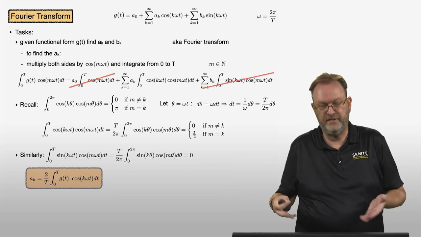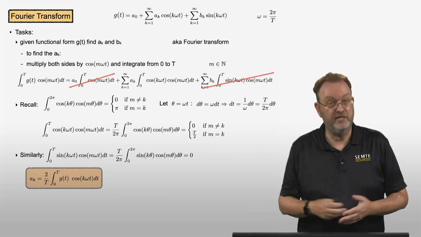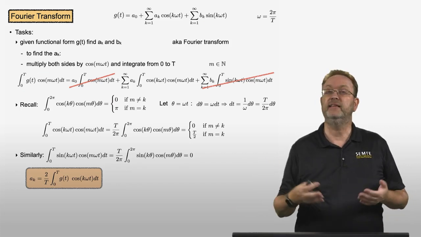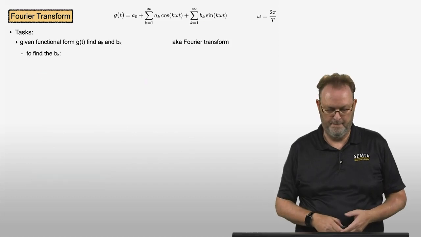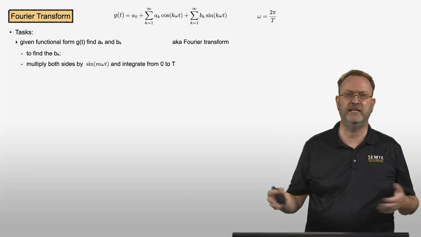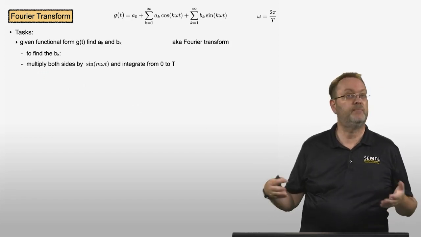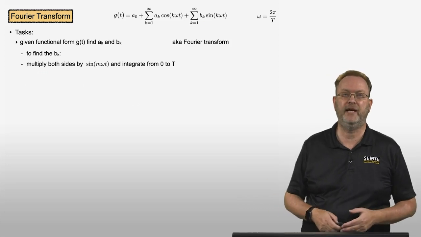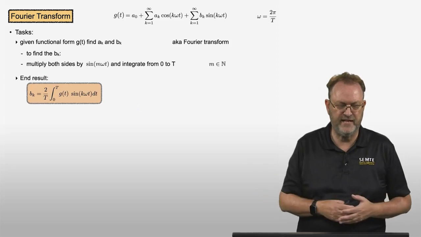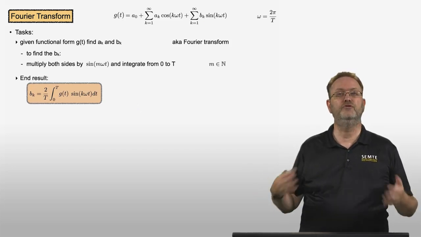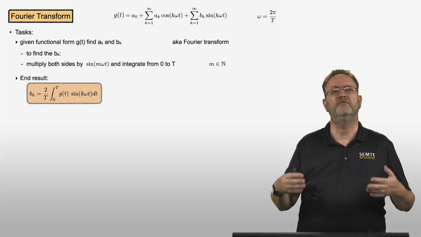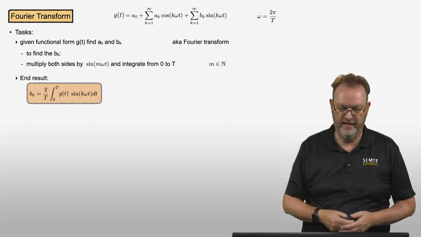So if I have a g of t that's analytically given to me, I just need to multiply it by the cosine of k omega t and analytically integrate from 0 to T, and that will give me my amplitude a_k. Now, to find b sub k, I do something very similar, except that I multiply both sides by the sine of m omega t and then integrate from 0 to T. The end result is that b sub k is equal to 2 divided by the fundamental period times the integral from 0 to T of g of t times the sine of k omega t dt.